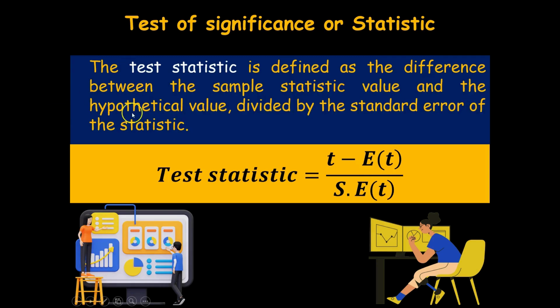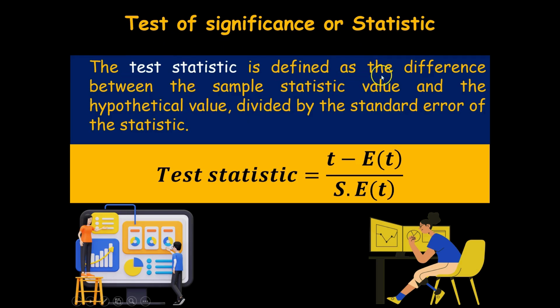Now, once we accept or reject, how are we going to compute a particular value? How are we going to compare things? What are the different statistical procedures or statistical tests by means of which we can say a particular hypothesis has to be accepted or rejected? For that, we need these tests of significance, or tests of statistics.